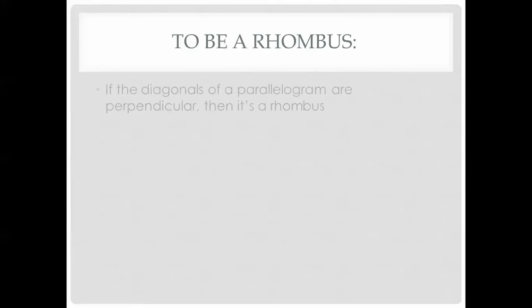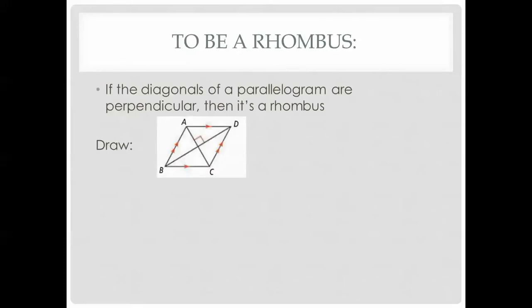To be a rhombus, first condition, if the diagonals of a parallelogram are perpendicular, then it's a rhombus. I'd like you to go ahead and draw a picture of what this looks like. Should look something like this, where the diagonals are perpendicular as shown by the 90-degree angle in the middle.